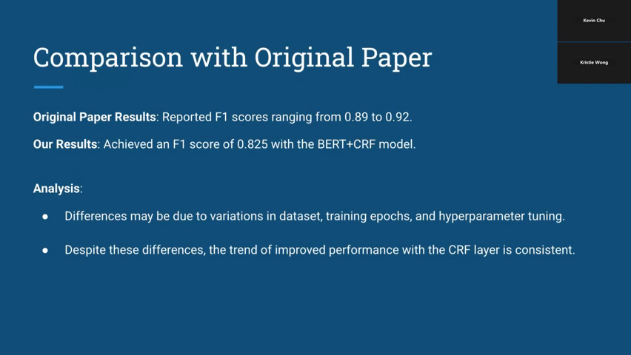The original paper reported an F1 score closer to 0.89 to 0.92, so our results are slightly lower. There are a few reasons for this. Number one, we trained for only 3 epochs, and longer training could improve performance. Number two, we used a synthetic dataset rather than the original clinical notes. And the third reason being we didn't do hyperparameter tuning while the original paper likely did. Despite this, the trend was consistent, and adding the CRF layer improves performance, just as the original paper showed.